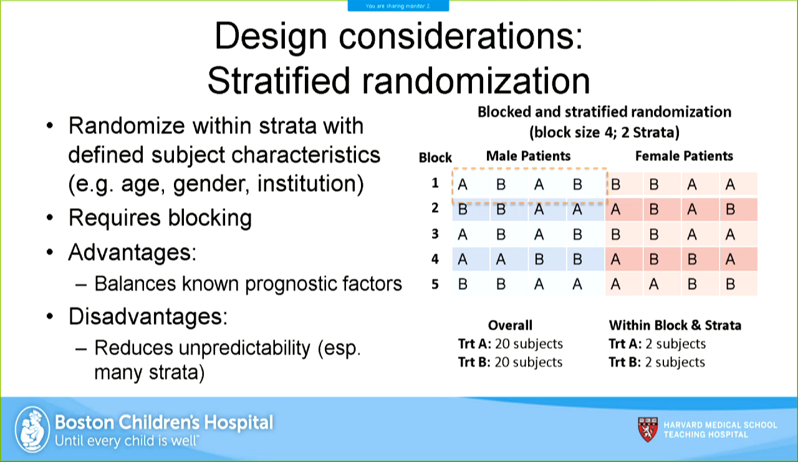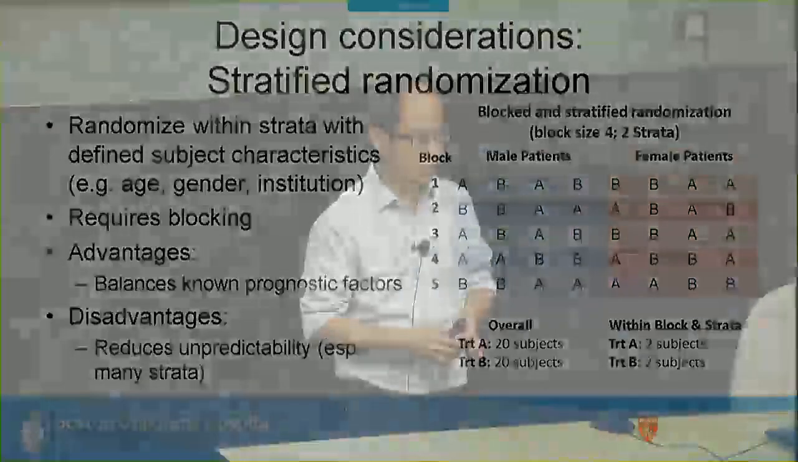So the strata are male and female patients. Within each block of 4, there are equal numbers of treatments, and there are going to be equal numbers of male and female patients at the end of the analysis. So again, the advantage here is that you balance these potentially prognostic factors, but again, it reduces unpredictability.